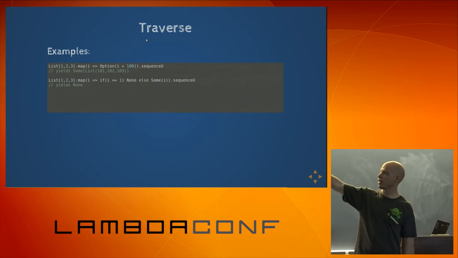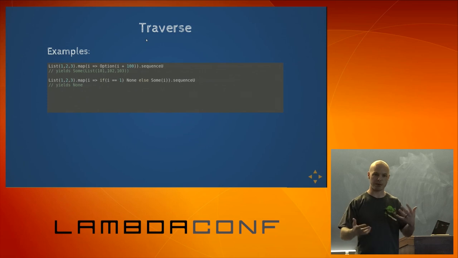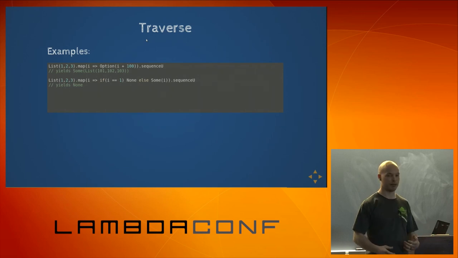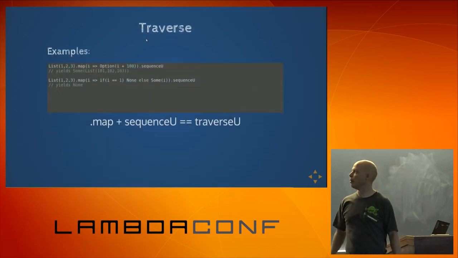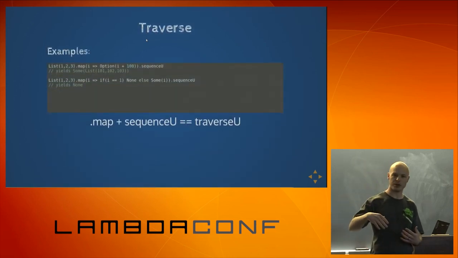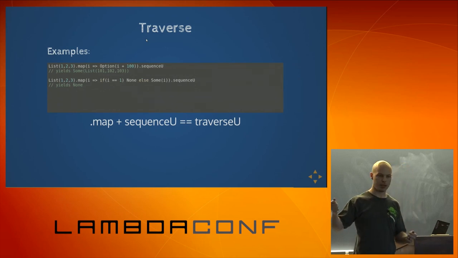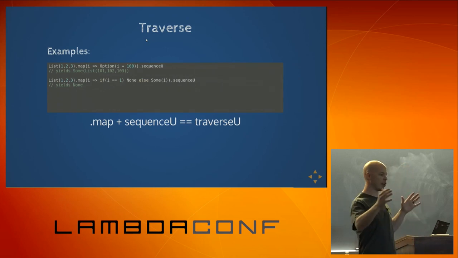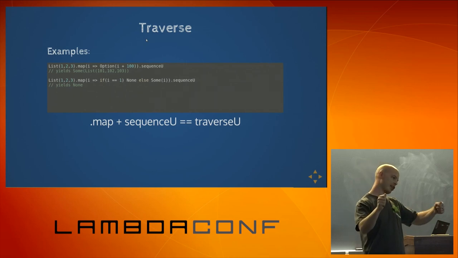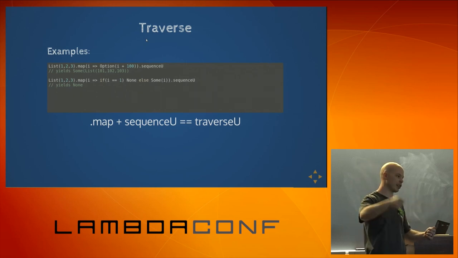So you can see on the second line, instead of getting back a list that has some failures and some successes, you get back just the failure. And then you can fold on it, pattern match on it, do whatever you want with that option on the outside. So traverseU is just map plus sequenceU. So if you find yourself mapping and then calling sequenceU, you can just replace the map with a traverseU and delete the sequenceU.